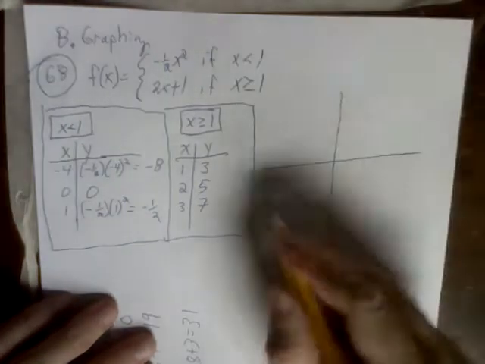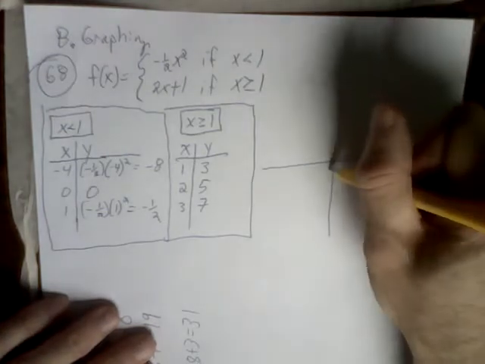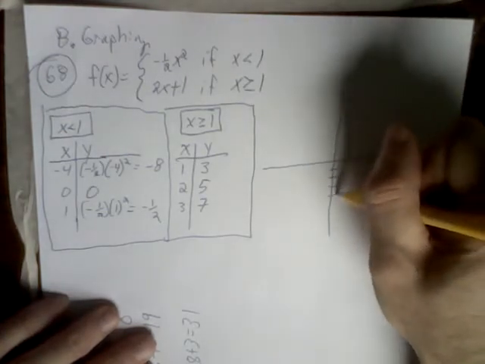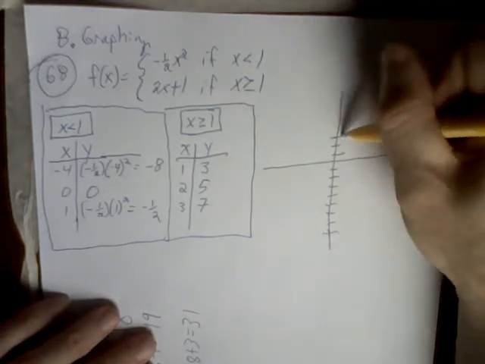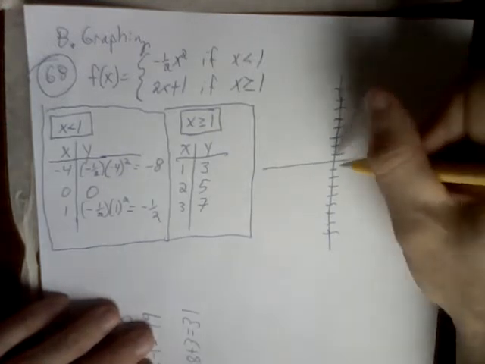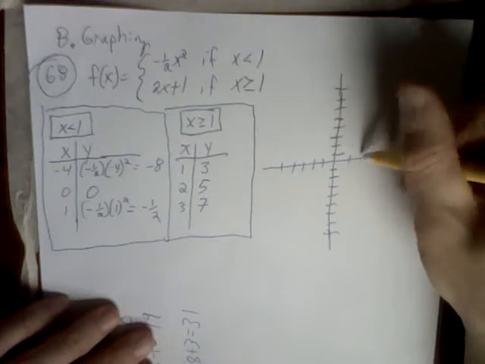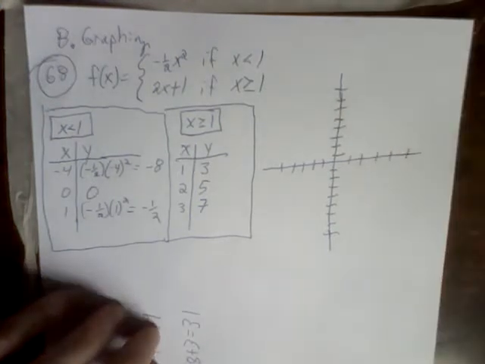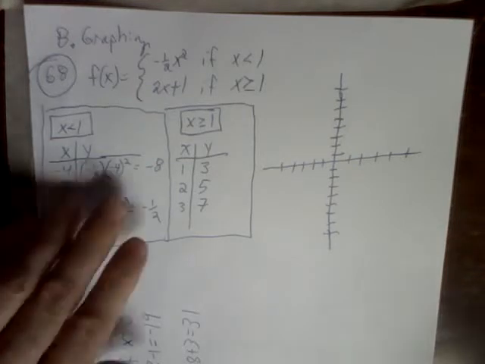So there's two parts. I'm going to need to go down to 8 here. 1, 2, 3, 4, 5, 6, 7, 8. I need to go up to 8 probably. 1, 2, 3, 4, 5, 6, 7, 8. And then in the x direction, 1, 2, 3, 4, 5. So I'll do this guy first.